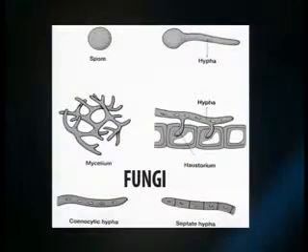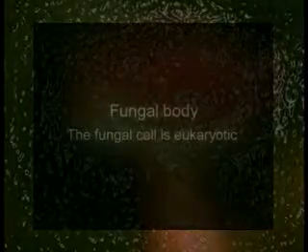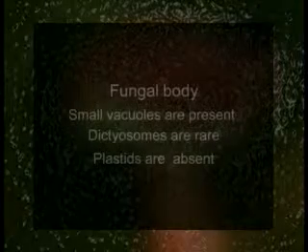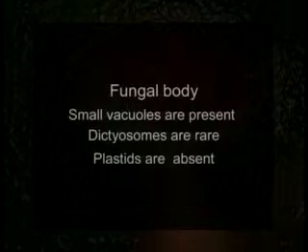The hyphae can be long and multinucleate cells known as cenocytes, for example, in water molds, or can be septate and cellular, for example, in sac fungi. A typical fungal cell is eukaryotic. A membrane-bound nucleus is present there, a nucleolus and membranous organelles in the cytoplasm. Mitochondria are generally abundant. Endoplasmic reticulum is sparse and of smooth type. Ribosomes are of 80S type. Small vacuoles are present. Dictyosomes are rare, and plastids are totally absent.